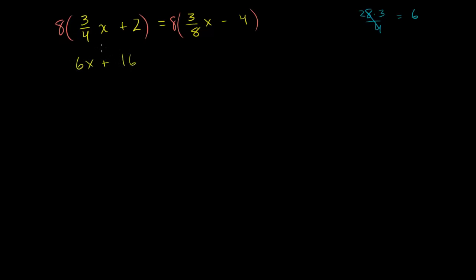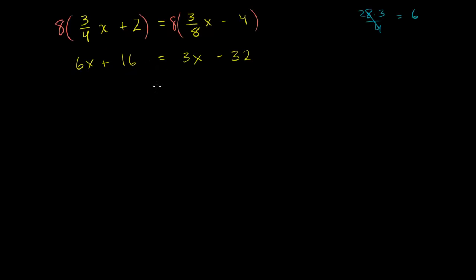You have to remember, when you multiply both sides of an equation by a number, you multiply every term by that number. So you have to distribute the 8. So the left-hand side is 6x plus 16, which is going to be equal to 8 times 3/8. That's pretty easy. The 8's cancel out, and you're just left with 3x. And then 8 times -4 is -32. And now we've cleaned up the equation a good bit.